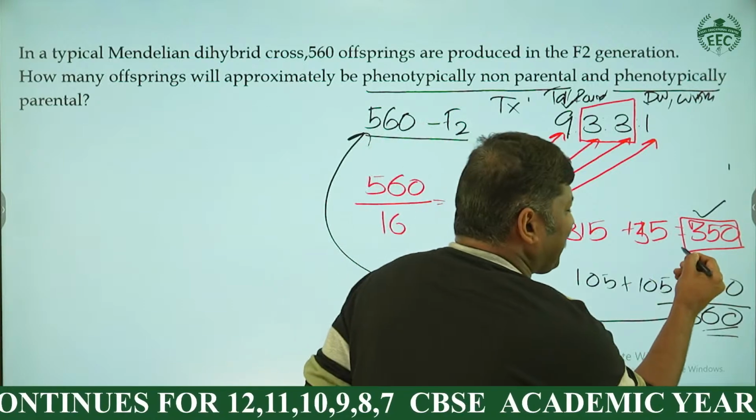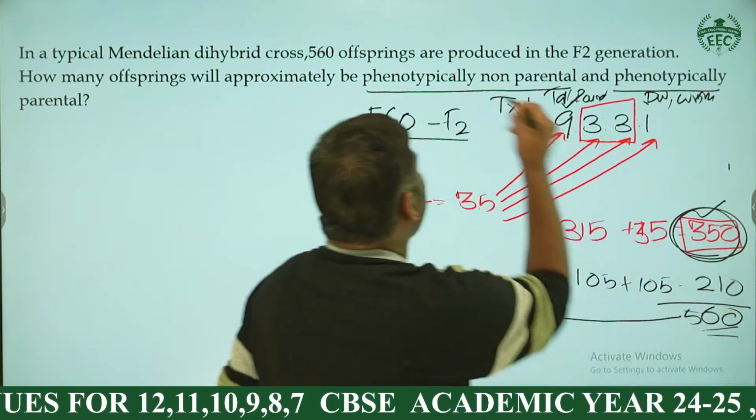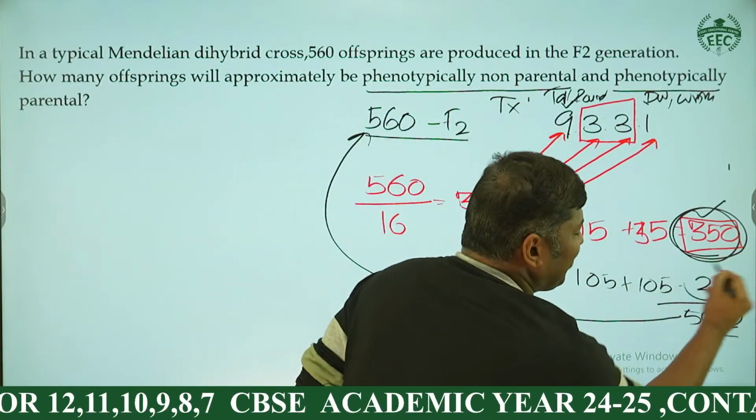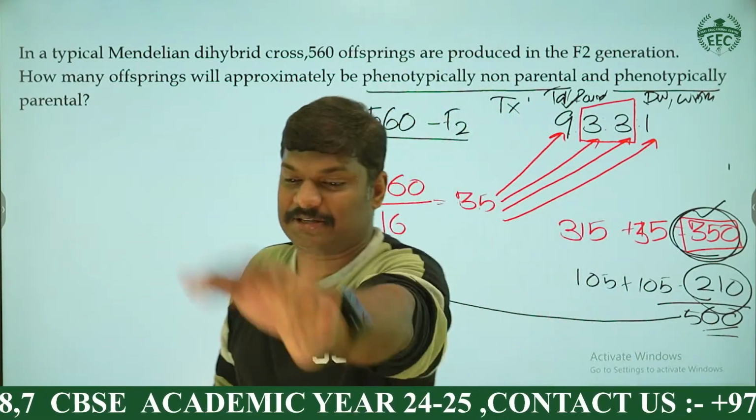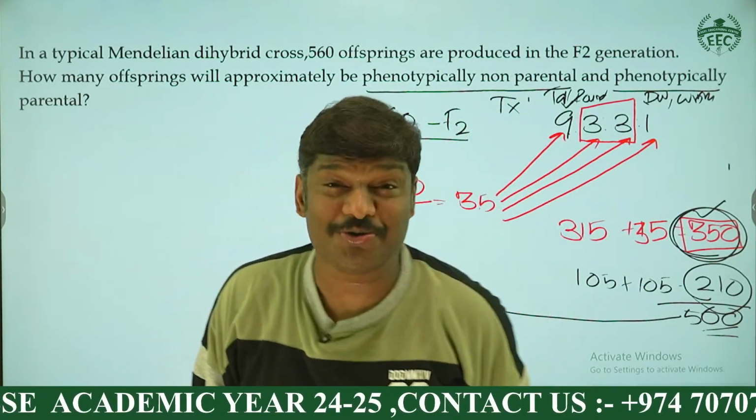And the phenotypically parental one is 350, and the phenotypically non-parental one is 210. And when you add both, you will be getting 560. It's an important question, my dear students.